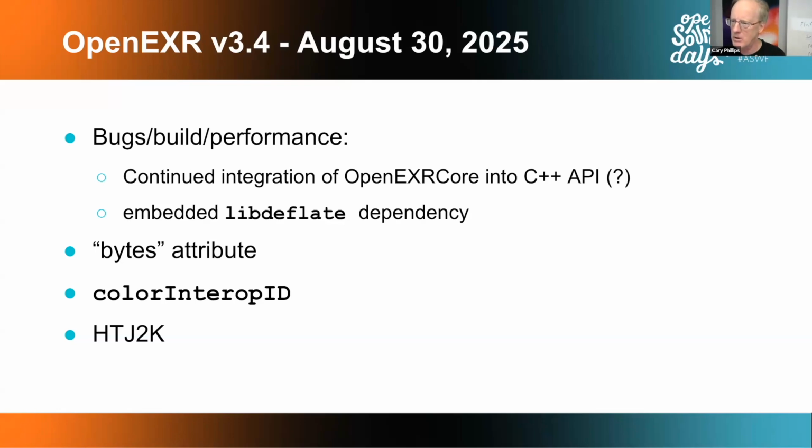Kimball, you want to say anything more about what might be coming along those lines? Yeah, sure. Thanks, Carrie. I guess 3.3 saw the rewrite of the C++ read side of the library, and replacing all of the compression routines with using that core library that Carrie mentioned. And 3.4 will see the write side of that get switched over. There should be relatively minor.